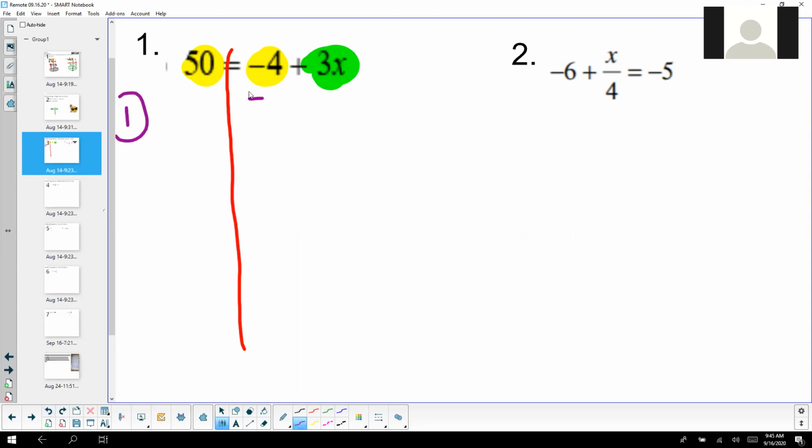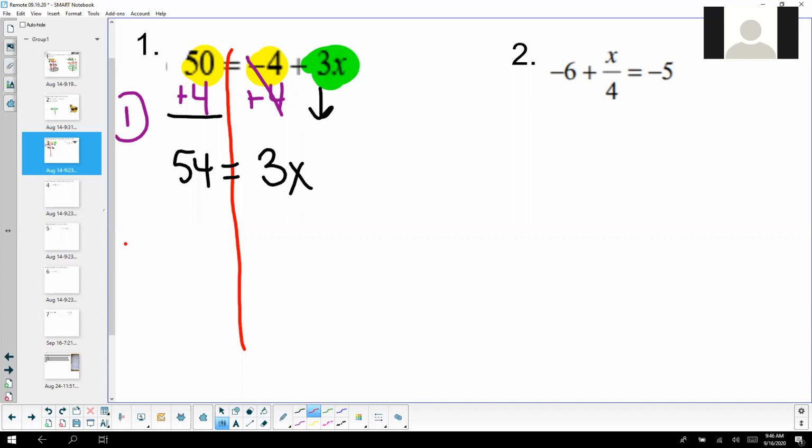So I've got to add 4 to both sides. So minus 4 plus 4 cancels. I'm going to write this in a different color. I'm going to be left with 54, and I got that from adding 50 and 4, equals, I'm going to bring down my 3x. Now I'm on to my step 2.